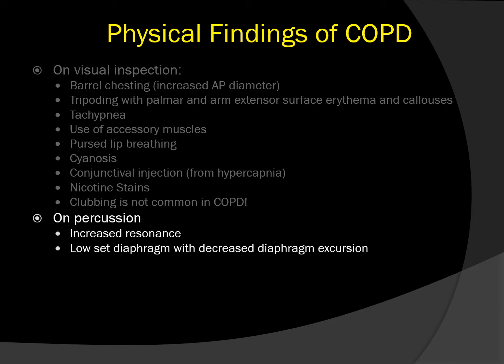Let's go on to percussion. We'll see increased resonance, which is a very hollow, ringing sound. Resonance is low frequency, and by percussion, we can also percuss the level of the diaphragm. We just tap on the back as we go down, and we wait for the sound to go from resonant to dull, which is the diaphragm position. And in bad COPD, we'll see the diaphragm are quite low. The lung resonant sounds go all the way down, almost to the level of the pelvis.